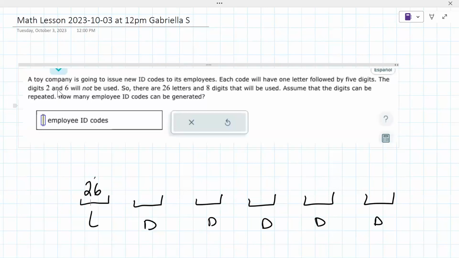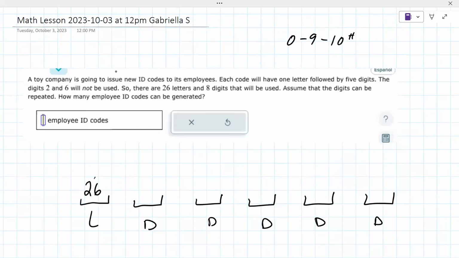Okay. And it says the digits 2 and 6 will not be used. So there's normally 10 numbers, 0 to 9. There are 10 numbers. So they're excluding 2 and 6. So that's where the eight comes from. And they say it can be repeated. That's important. So that means there's 8 digits that go in each of these positions. And then you just multiply those numbers together.